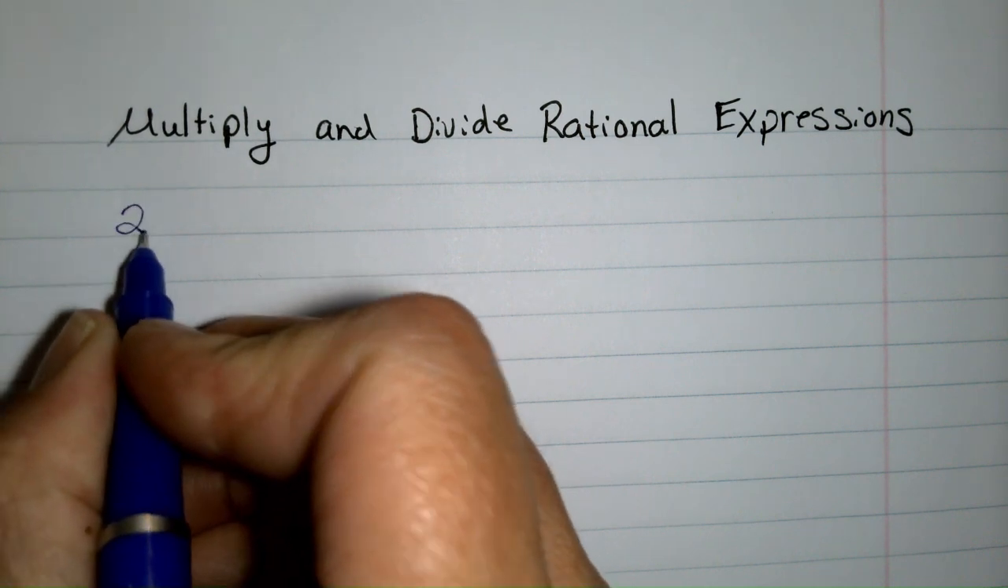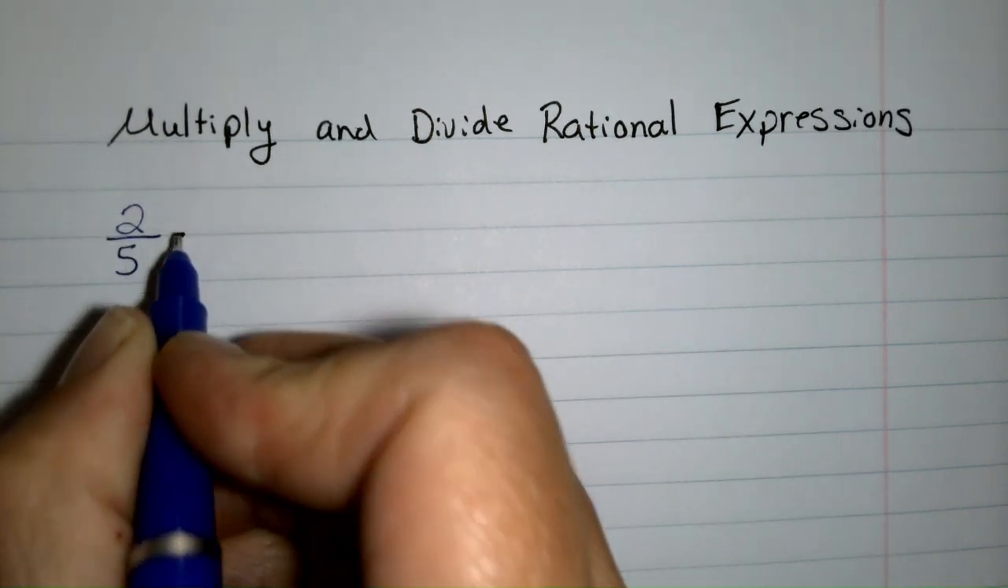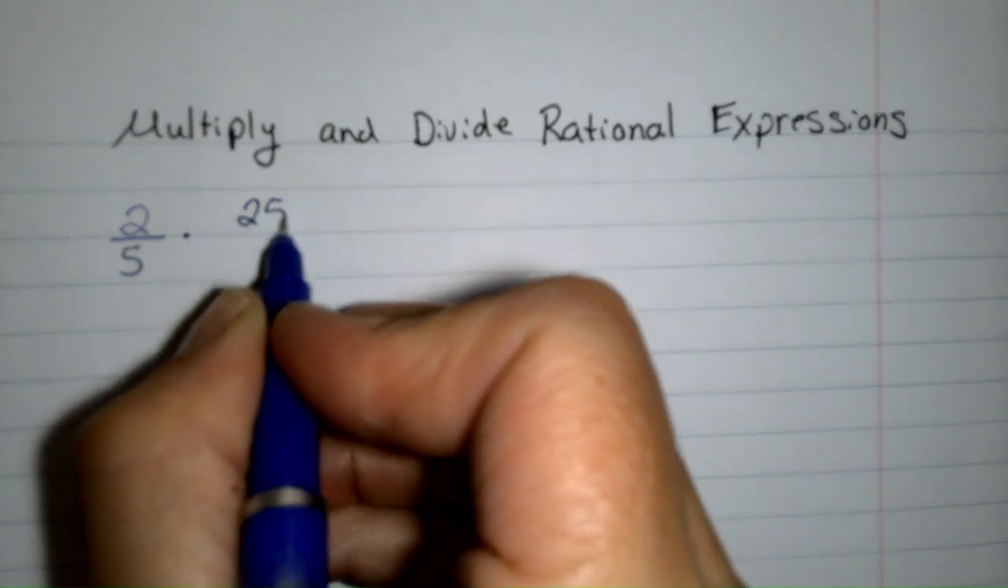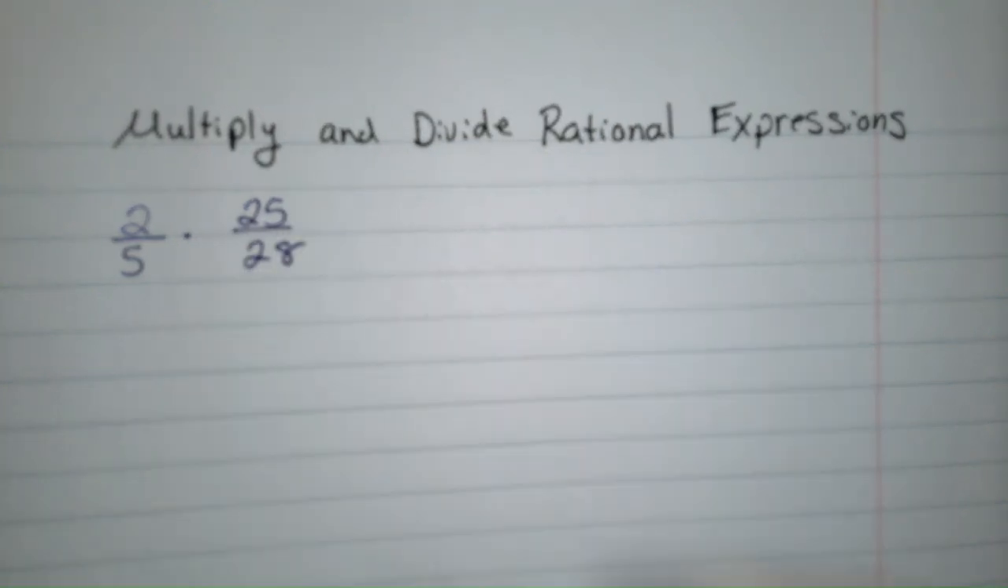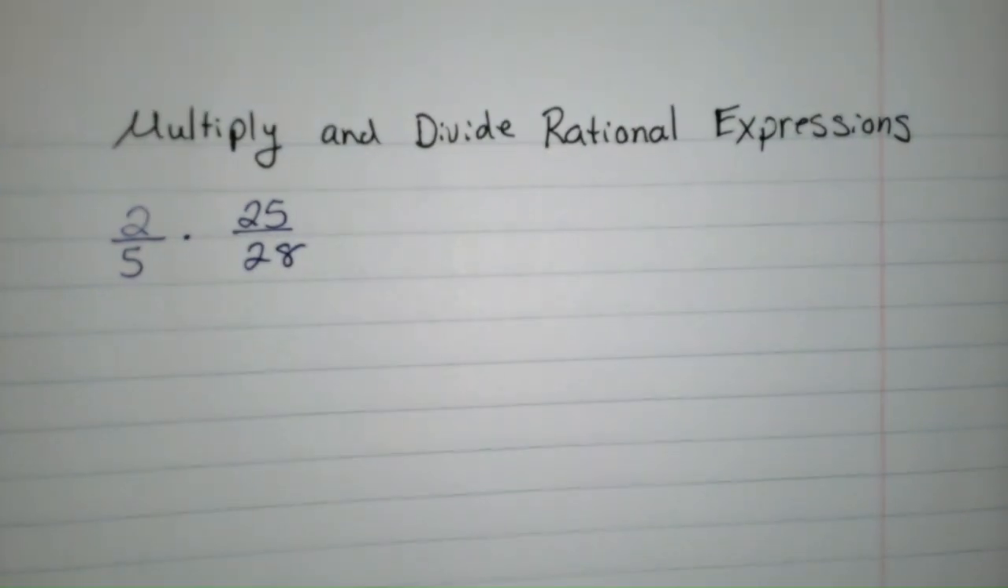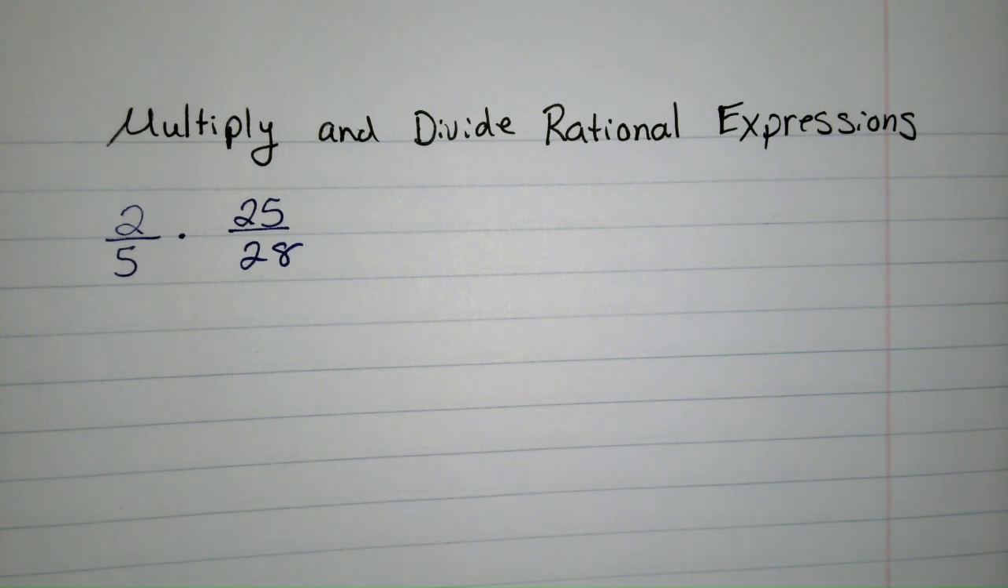So 2/5 multiplied by 25 over 28. There's a few ways we can do this. I want to bring focus to several of the ways so that we can look at what's going to be best for us when it comes to working with algebraic ratios.